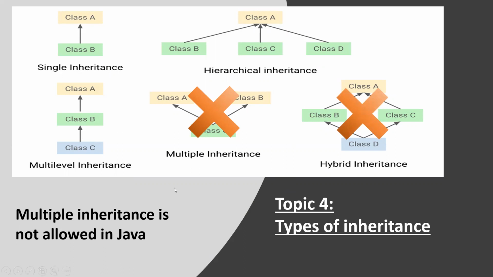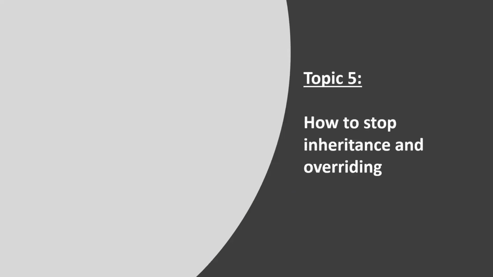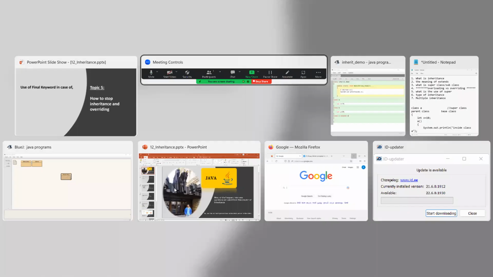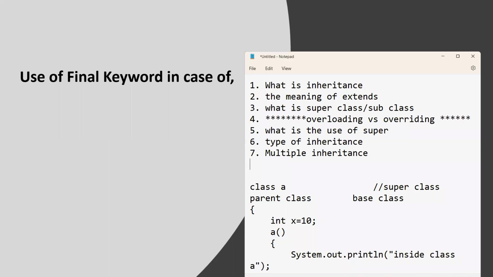Okay. So that is topic 4. And all of these questions are important for interviews. So if I come to topic 5, how to stop inheritance and overriding, you have to use the final keyword. So it is another interview question: what is the final keyword? What is the use of that?